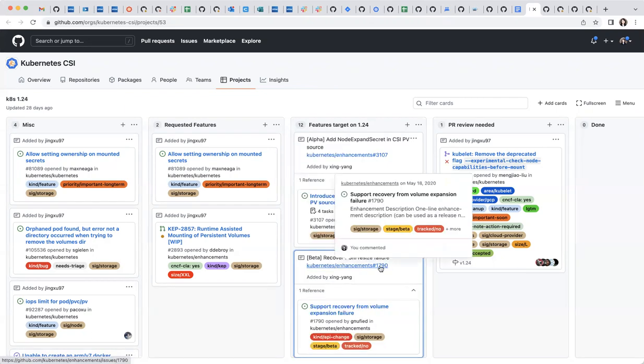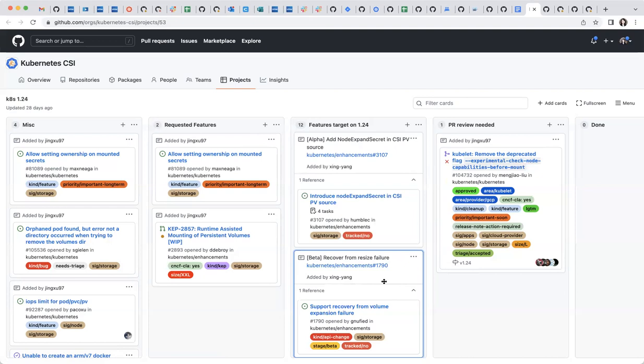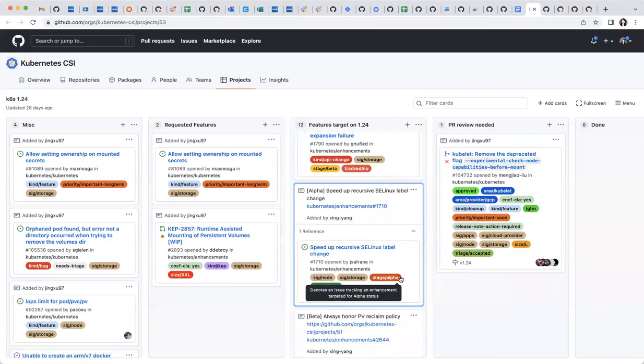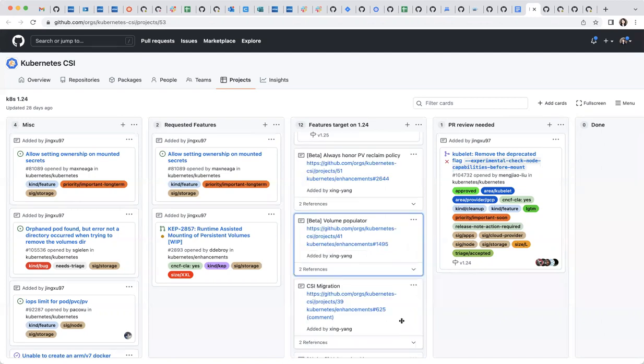Recover. Yeah, this one we basically move to 1.25. Do we want to just leave it here? Okay, it's fine, we'll just leave it here. And then this one also we move to 1.25. Owner PV policy, we talked about it. Volume populated, we talked about that. CSI migration, we only have this big one. We don't have separate ones. So I think we talked about the individual ones.